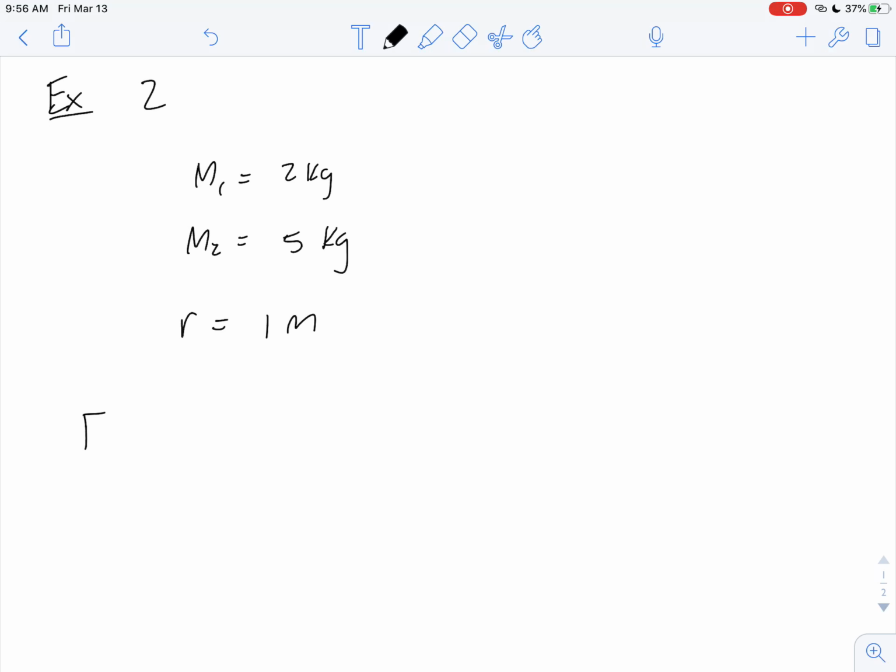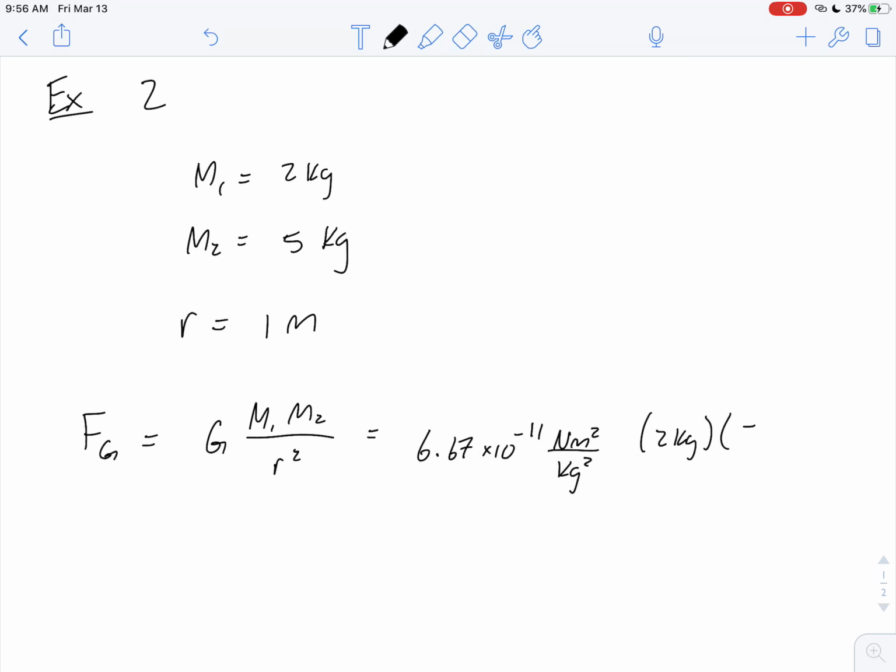So if I plug those into this formula, we have big G m1 m2 over r squared. Big G again is 6.67 times 10 to the negative 11. That's Newton meter squared per kilogram squared. Okay, and then plug in those masses. So we have 2 kilograms times 5 kilograms, and then we're going to divide by 1 meter squared, which is still 1 meter.